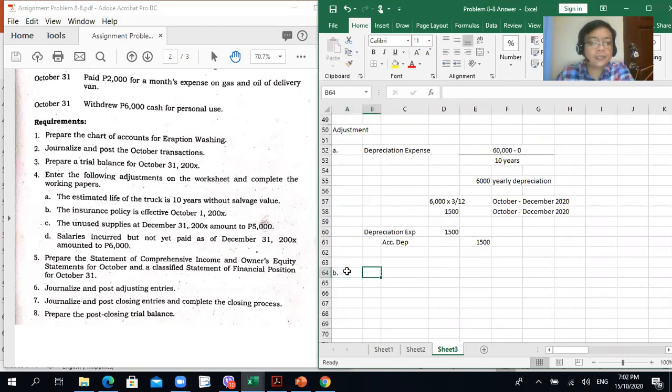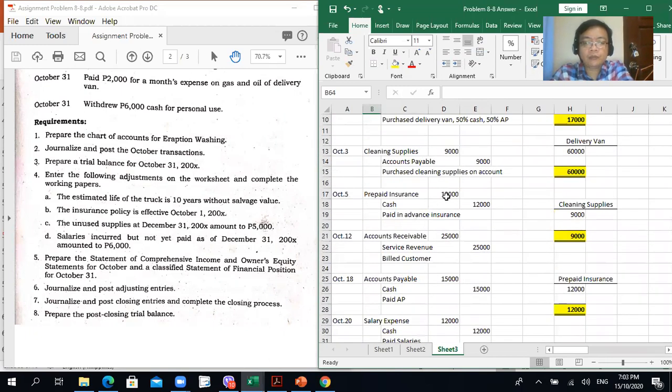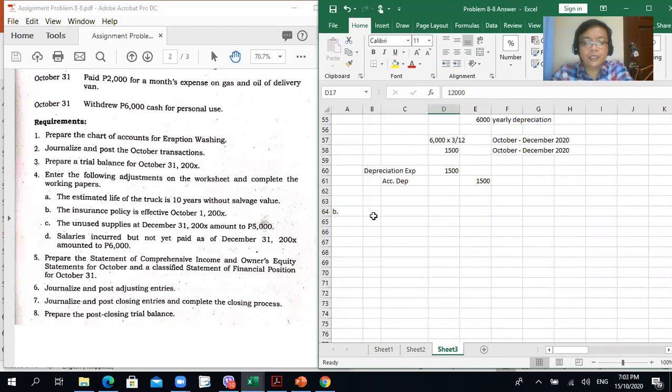The insurance policy is effective October 1. How much is our prepaid? Isn't it 12,000? So we have here prepaid. Our prepaid is equivalent to 12,000, but it is for 1 year. For 1 year, right? So how much is our monthly? Of course, 1,000. So our monthly here is 1,000.